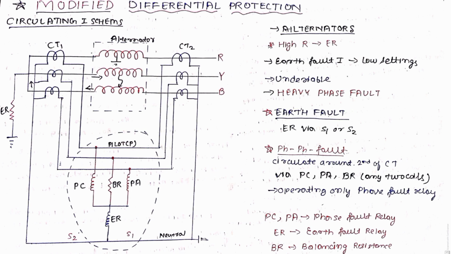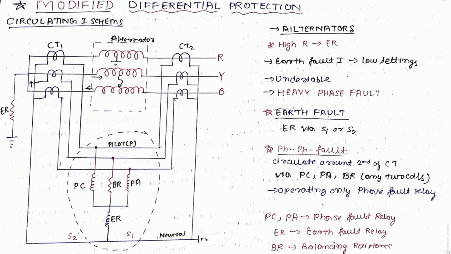So if a phase fault occurs, only the phase fault relay PC or PA will operate without passing through the earth fault relay. And if an earth fault occurs, only the earth fault relay ER will operate. So this distinction means that even with the lower current setting, it is not going to affect the operation of the relay. So in the modified differential protection, we have separate criteria for the earth fault relay and the phase fault relay.